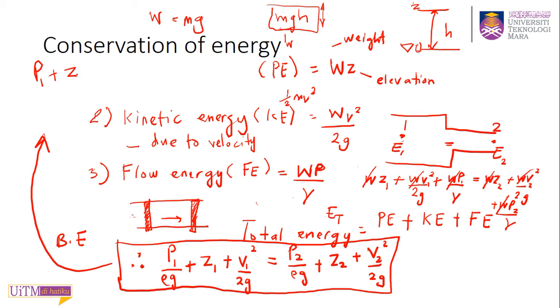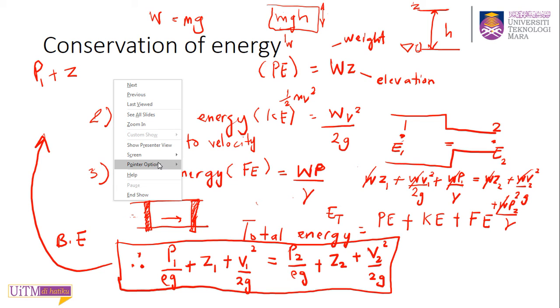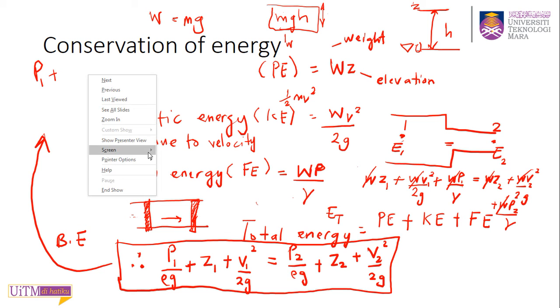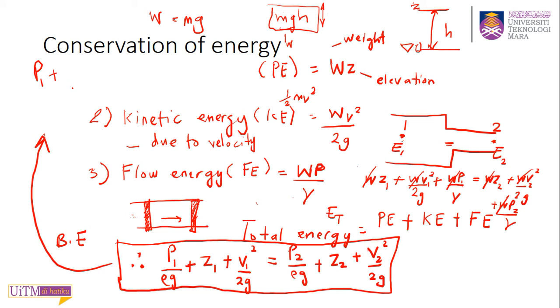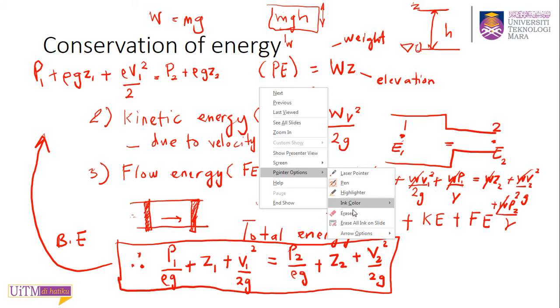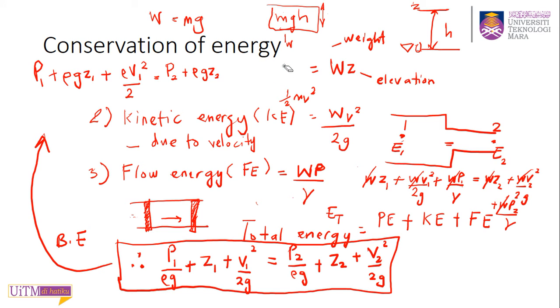P1 plus rho G Z1 plus rho V1 squared over 2 equals P2 plus rho G Z2 plus the last term, rho V2 squared over 2.